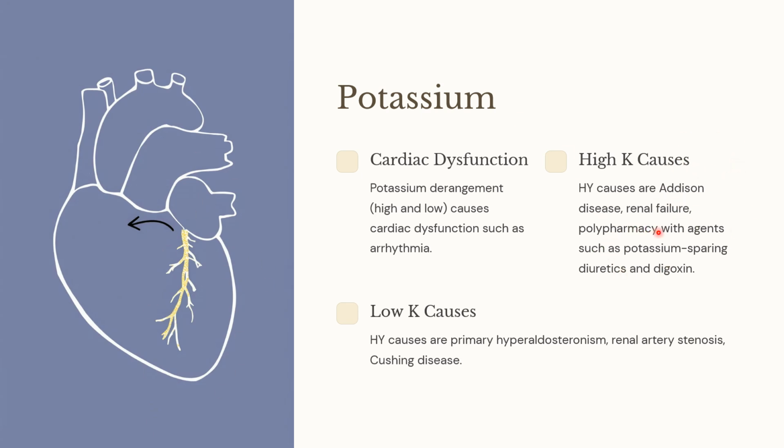failure, and agents such as potassium sparing diuretics and digoxin, where we give potassium sparing diuretics and therefore it results in high potassium. Low potassium causes are primary hyperaldosteronism, which results in excess sodium absorption and excretion of potassium. Renal artery stenosis, again, results in excess sodium absorption and release of potassium. And Cushing's disease.